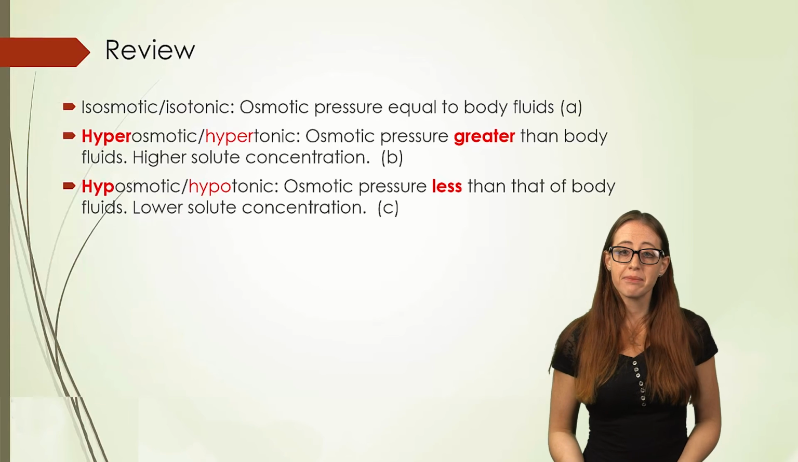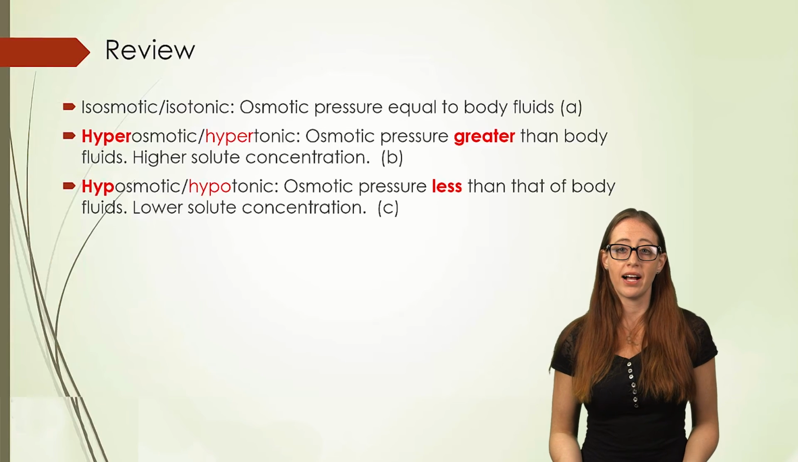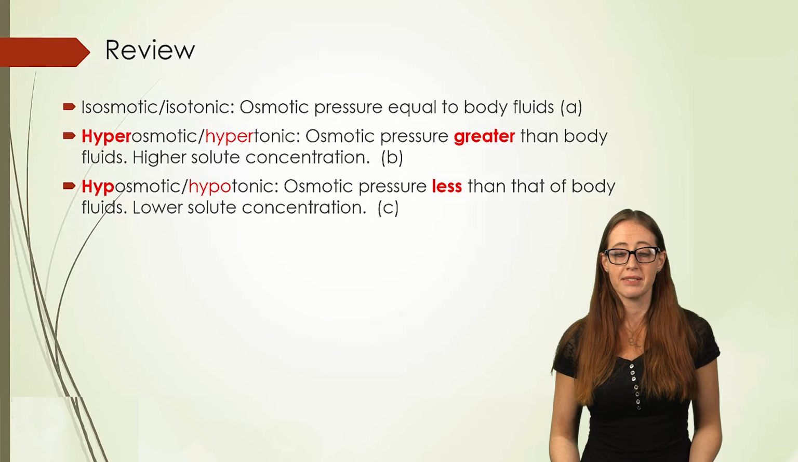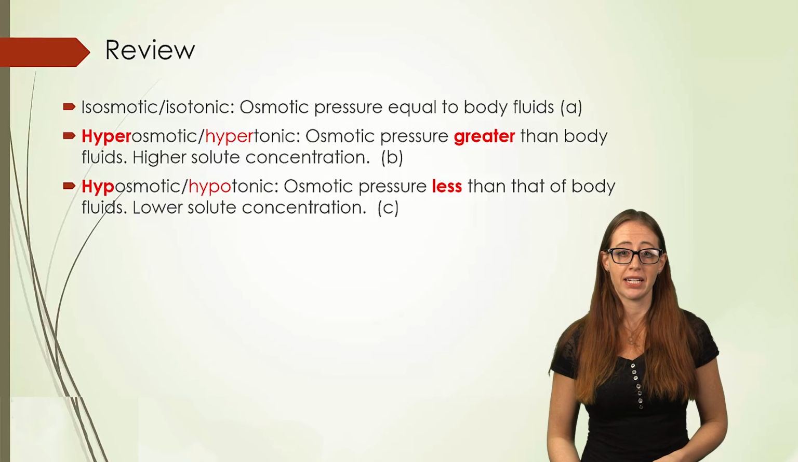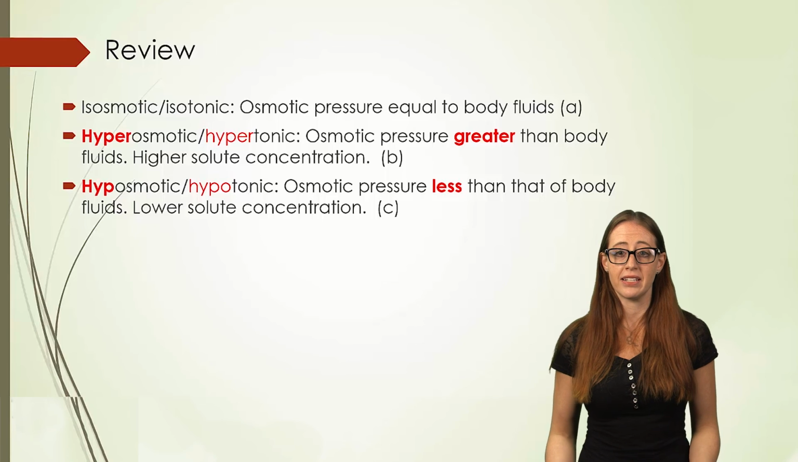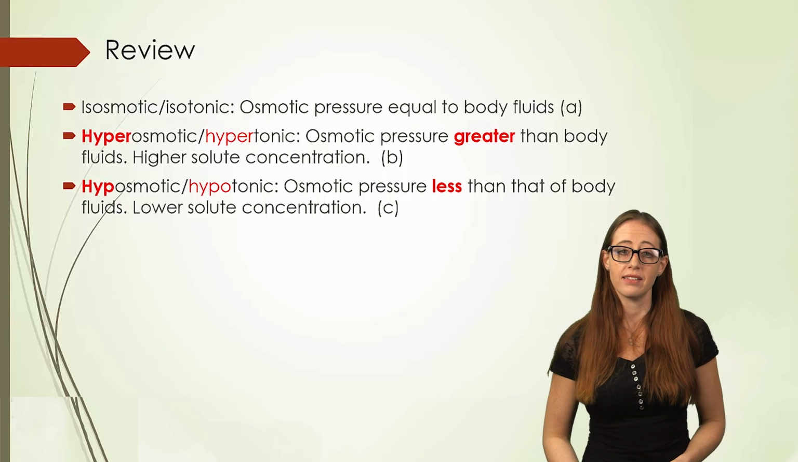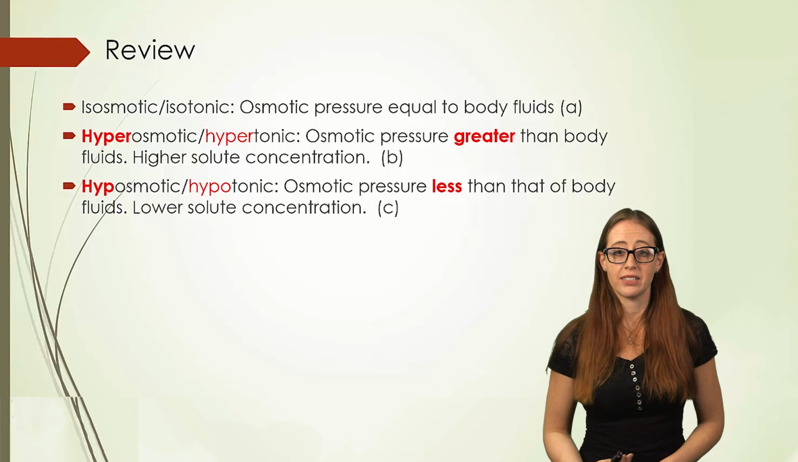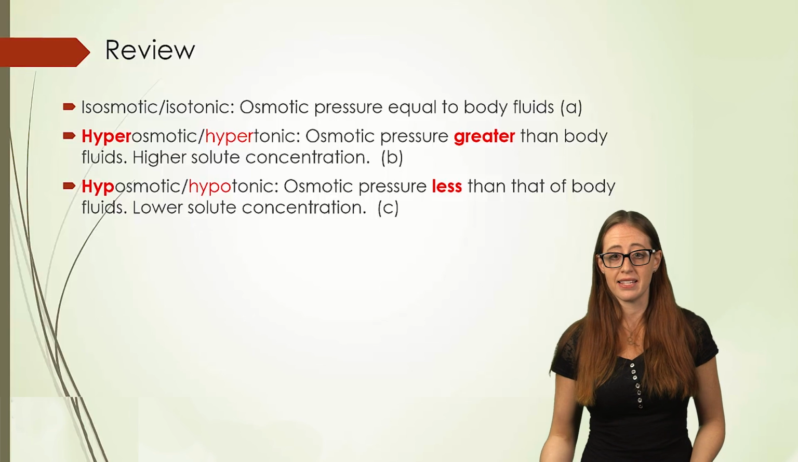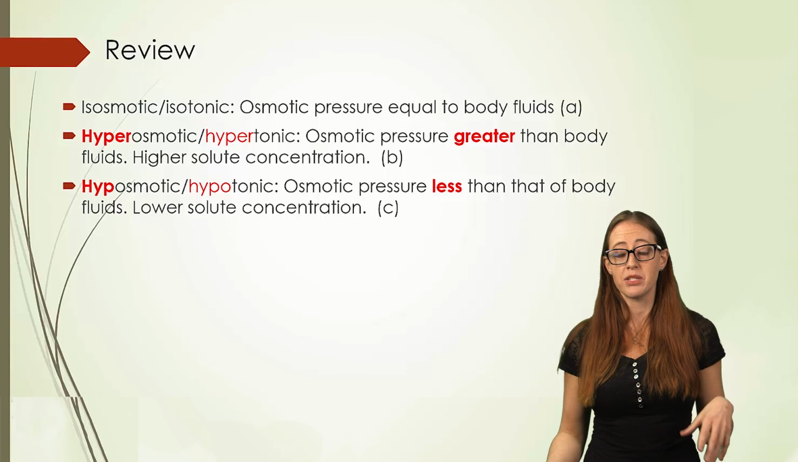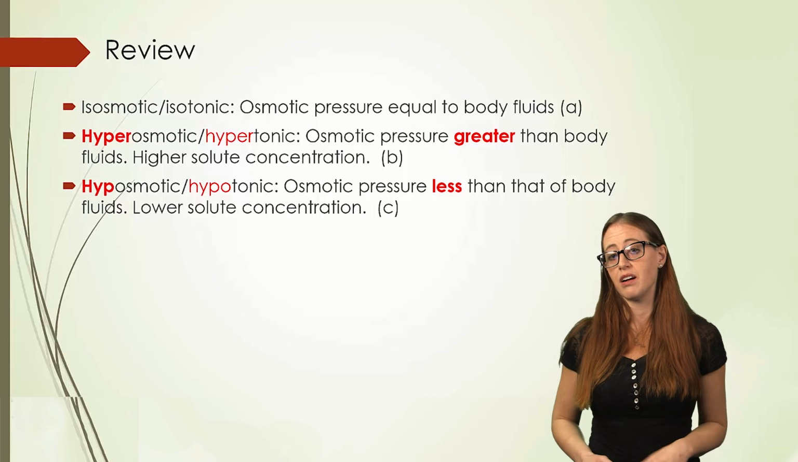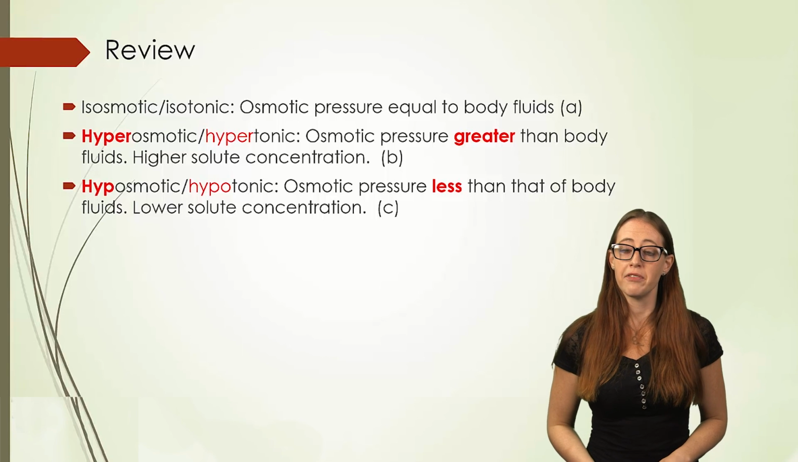In review, in medicine, isotonic solutions have an osmotic pressure equal to body fluids. Hypertonic solutions have an osmotic pressure greater than that of body fluids, causing cells placed in it to shrivel as water leaves the cells. And hypotonic solutions have osmotic pressures that are less than that of the body fluids, causing the cells placed in it to swell up as water flows into the cell. And this can also cause cell bursting if it's too hypotonic.